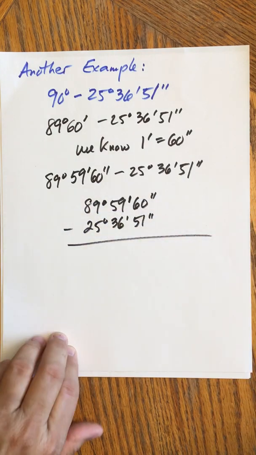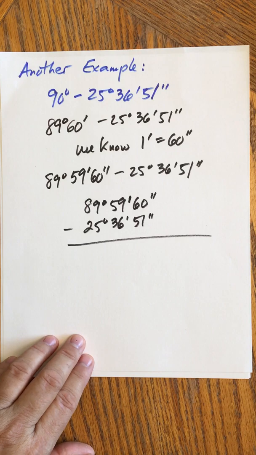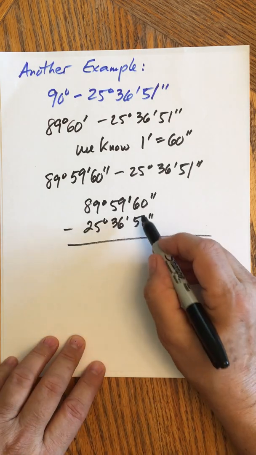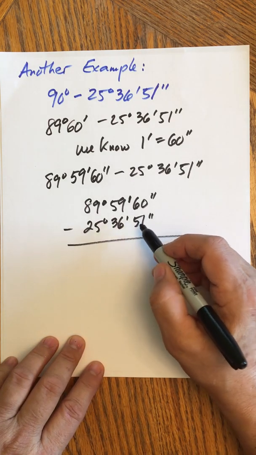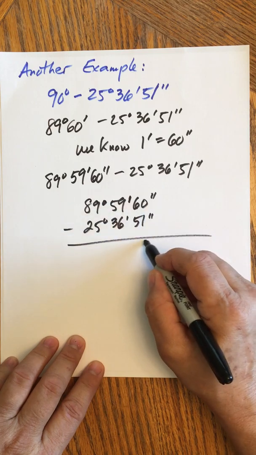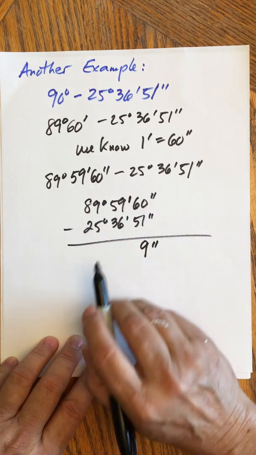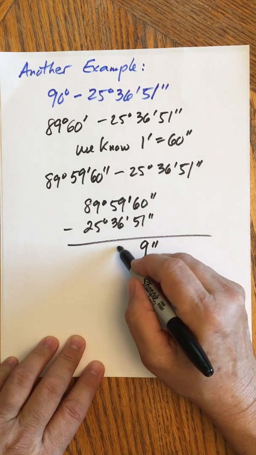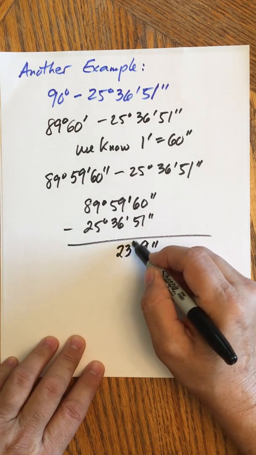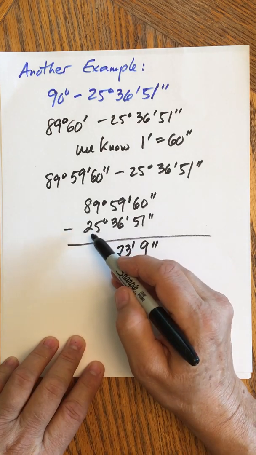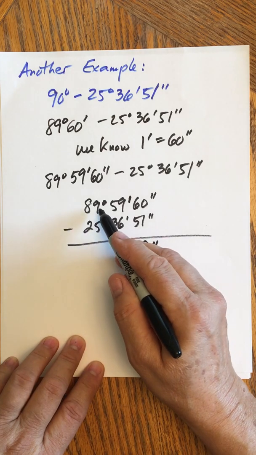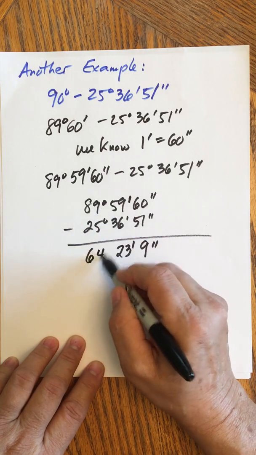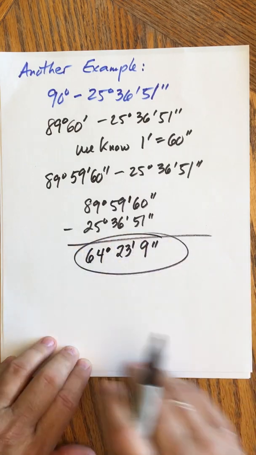And when you take away, you're taking away the things that are measured the same way, right? So here you're going to have 51 seconds taken away from 60 seconds is going to give you 9 seconds left over. 36 minutes taken from 59 minutes is 23 minutes. And then here 25 degrees taken away from 89 is going to give you 64 degrees. So this is your final answer.